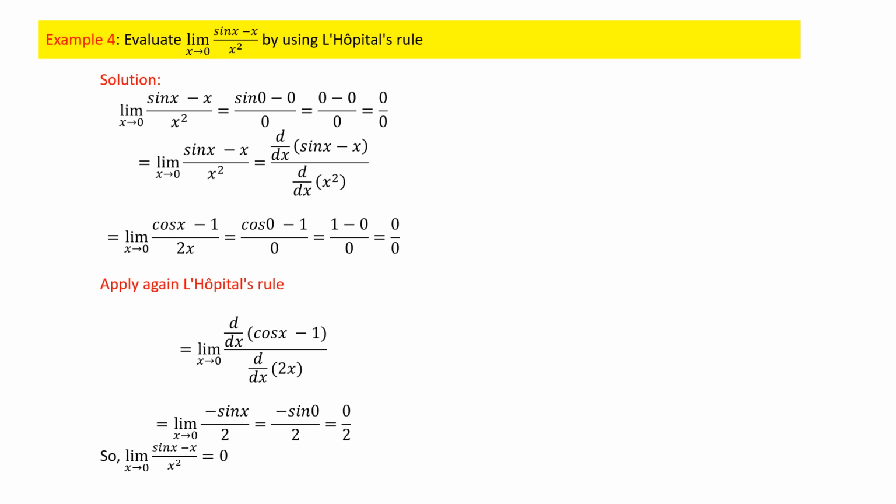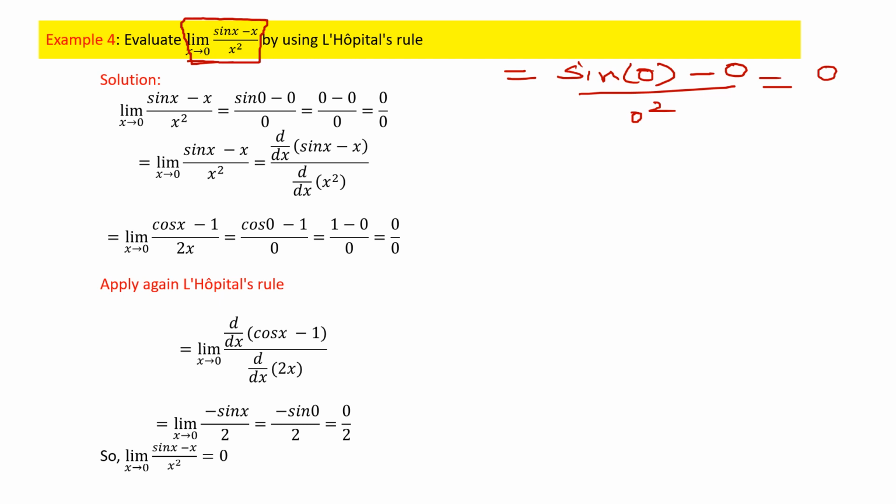Let us discuss one more question. Limit x approaches 0, (sin x minus x) divided by x power 2. As per step number 1, let me replace x by 0. So we have sin 0 minus 0 divided by 0 power 2. Sin 0 is 0, 0 minus 0 gives you 0. The denominator is also 0. So we end up with an indeterminate form. So I have to apply L'Hopital's rule.